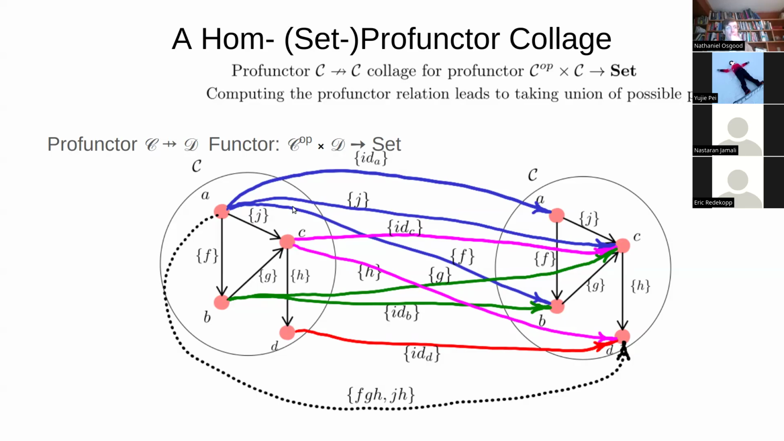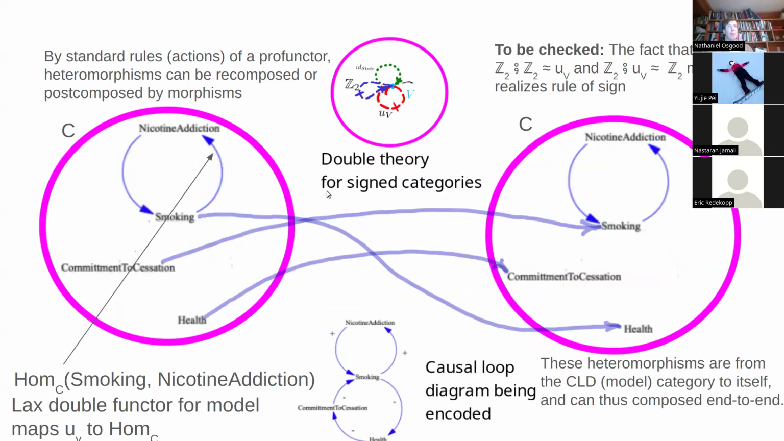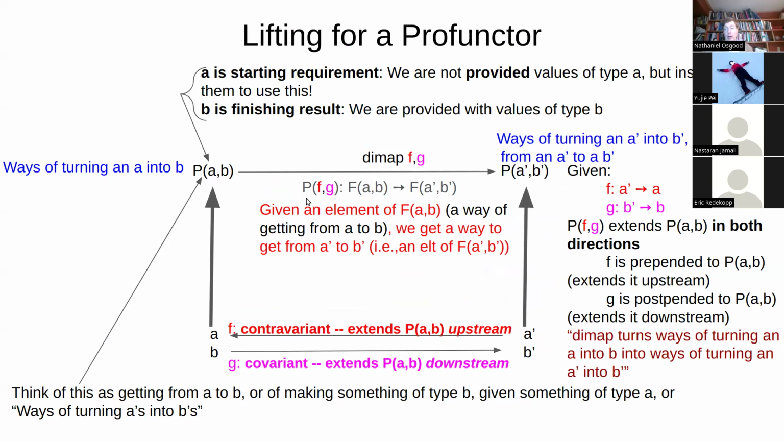So for each of these from B to C, it gives, and for each F here from A to B and each H from here to C, it gives a path from A to D. Okay, so that was the idea with profunctors. And you recognize this as part of the general pattern of how functors lift things.